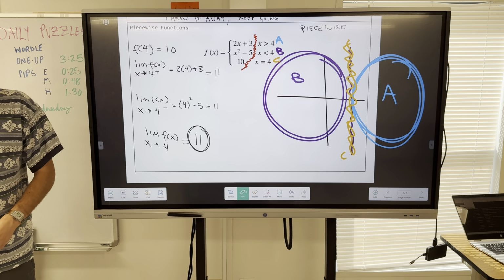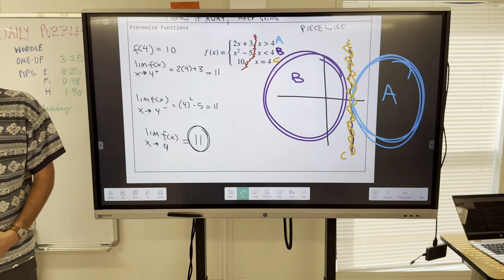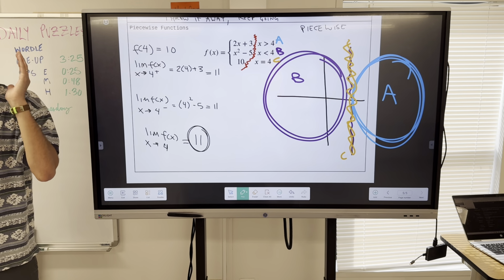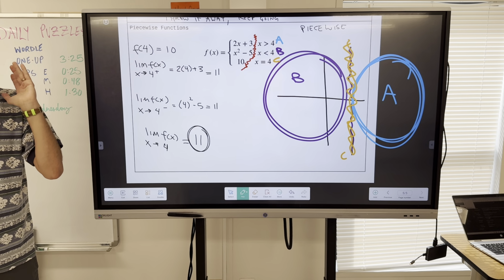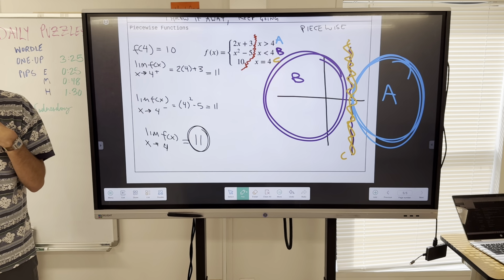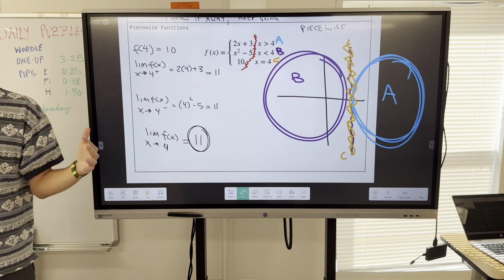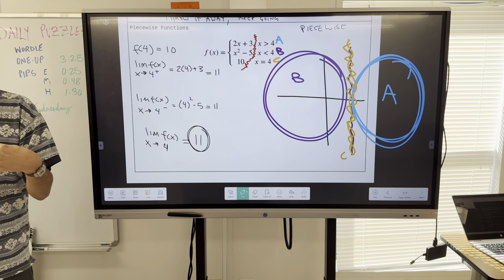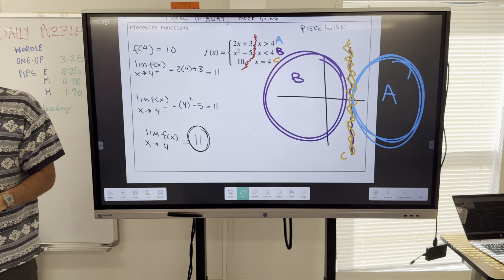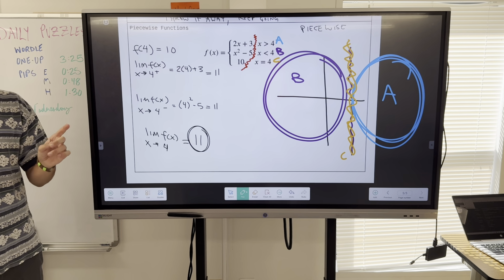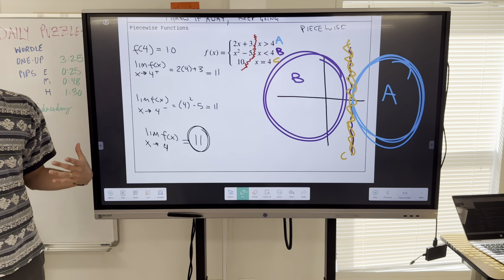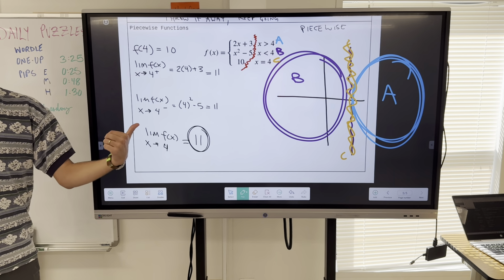Now, 10 is a horrible guess, only because 10 is what happens in the real world, and that does not matter when it comes to the limit. The limit world is its own separate thing, right? Limit world is all about predicting and expecting, and this true value doesn't really matter. Even though f of 4 is 10, the limit as x goes to 4 is, I think, going to be 11.